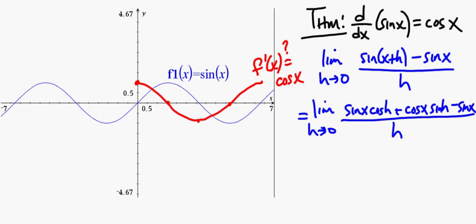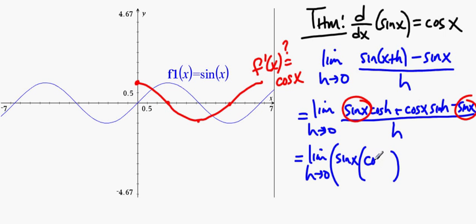And now you're thinking to yourself, I got a sine x over here and a sine x over here. Let's group them. I've got sine x times cosine h minus 1 over h. And in the middle here, I've got a cosine x just sort of sitting there, and then I've got sine h over h. So let's take everybody one piece at a time.